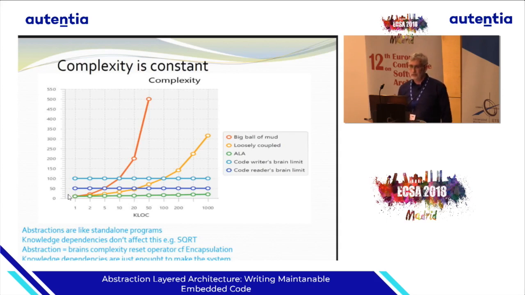So this is a really, really cool thing that the brain's doing that we've got to make use of in software architecture. If we only use knowledge dependencies on abstractions, then all of our abstractions will appear to the brain as standalone programs. And it turns out that knowledge dependencies alone are enough to get a system working. So this is really cool.